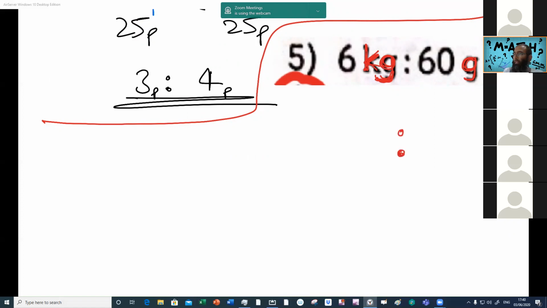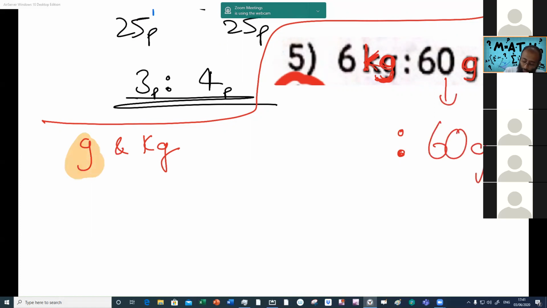Okay. What should we change? You can't change decimal points. You've got to think about what units. We've got grams and we've got kilograms. Which one should we change them both into? You've got to choose one. Grams. Fantastic. What a beautiful solution there. Grams. So we can copy this one down because that's already in grams.